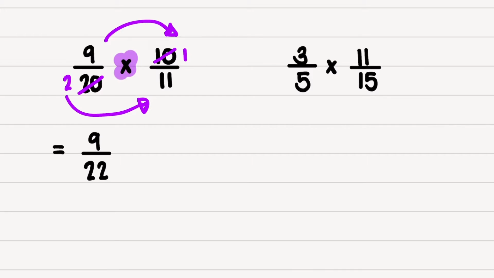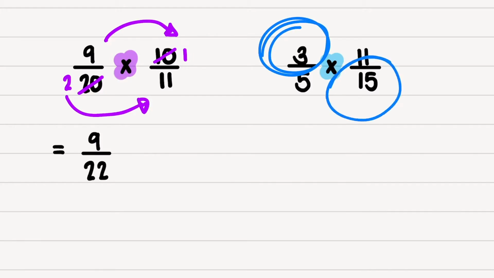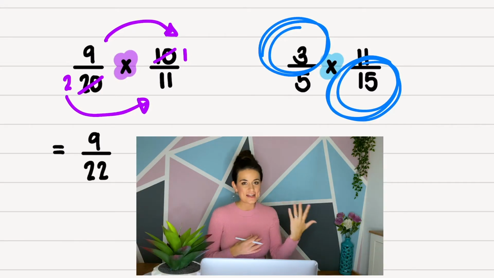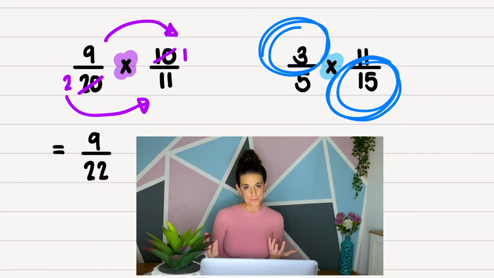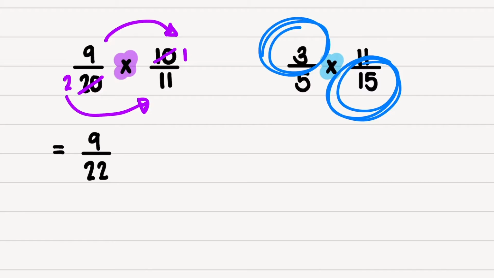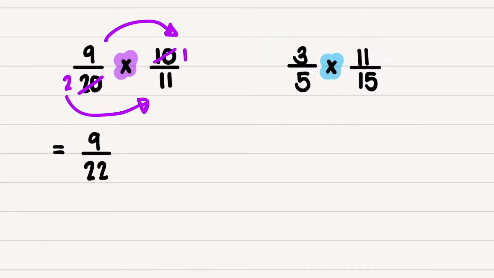Looking at the next example, I have 3 over 5 times 11 over 15. So I have multiplication, and I can see that there is something that can be simplified. I've got a 3 at the top, and I have a 15 at the bottom. So remember, we can cross simplify any numerator with any denominator. It could even be in the same fraction. So we have 3 and we have 15. What number goes into both 3 and 15? 3 goes into 3 once. 3 goes into 15 five times.